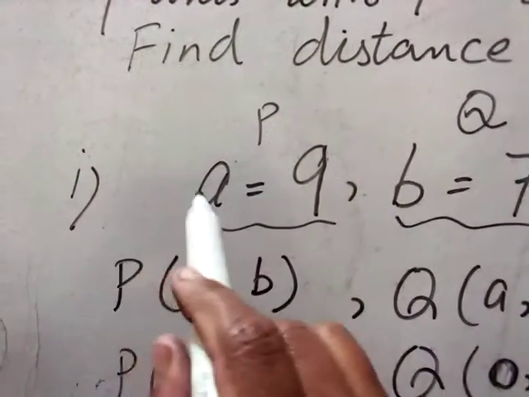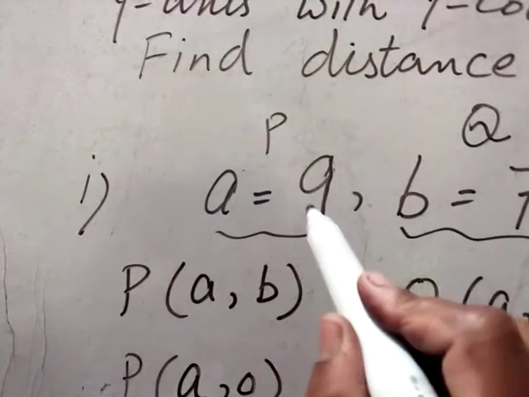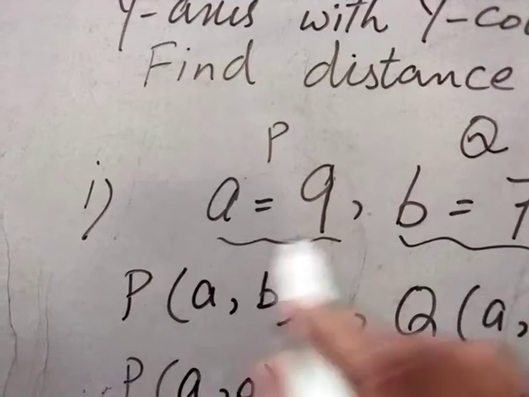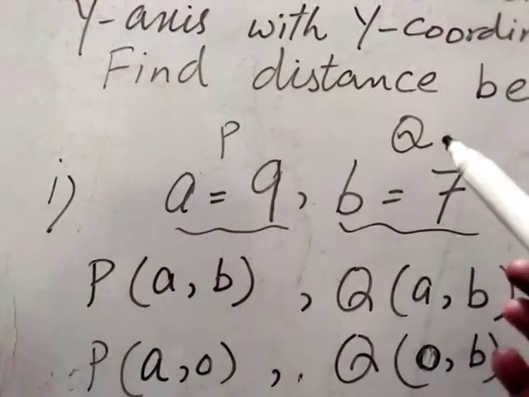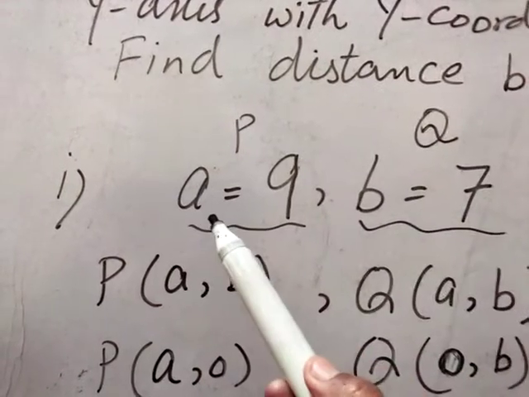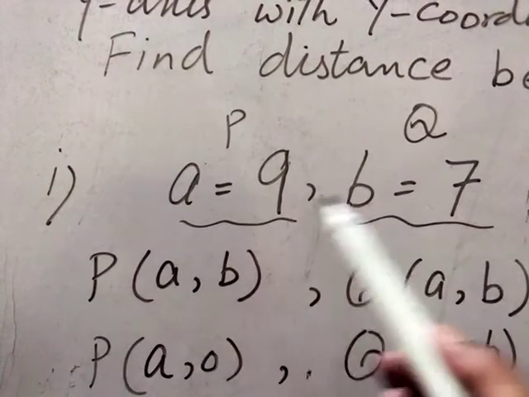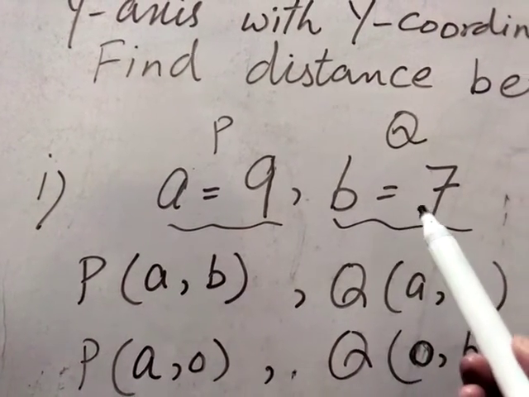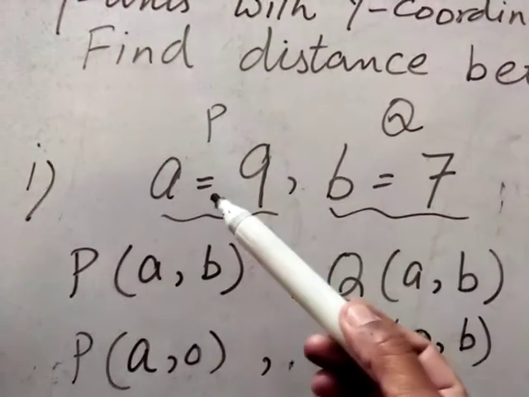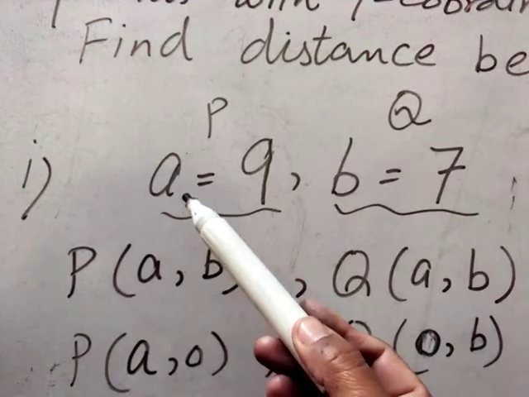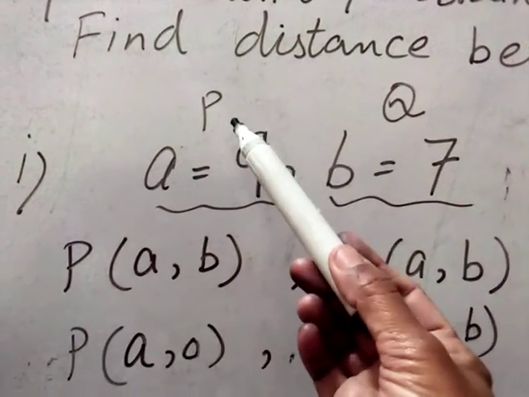Now in part number 1, a equals 9. a is the coordinate of point P and b is the coordinate of point Q. This is the x coordinate and this is the y coordinate. The x coordinate a equals 9 for point P.